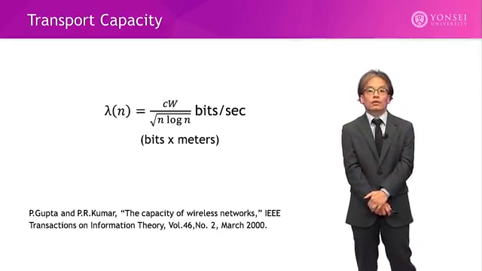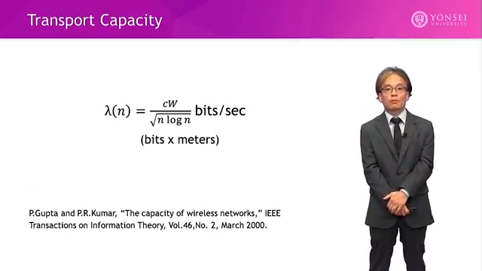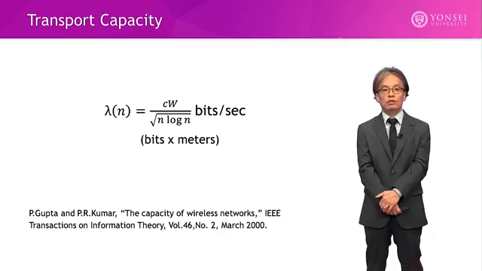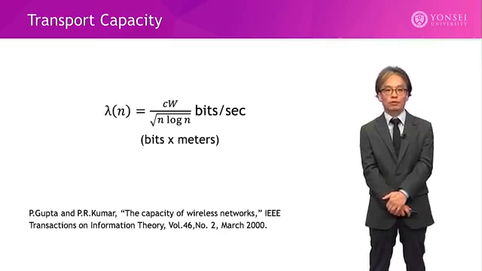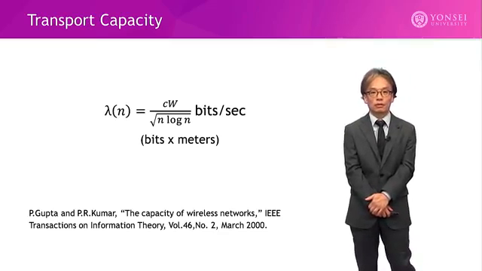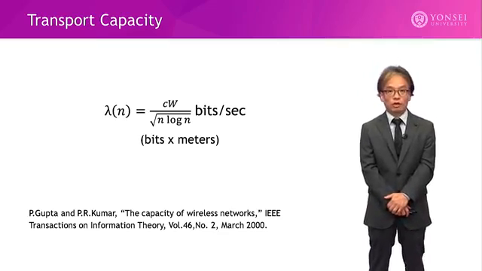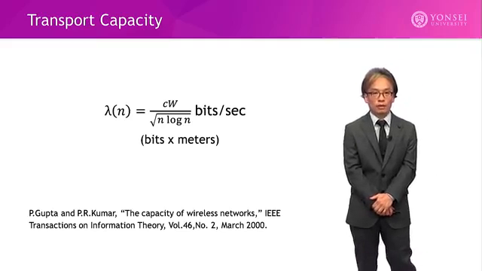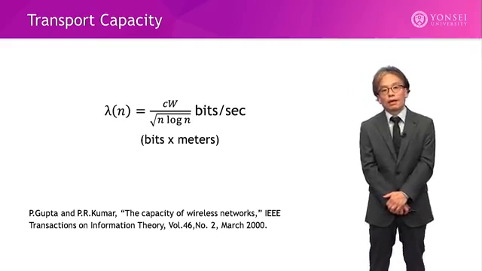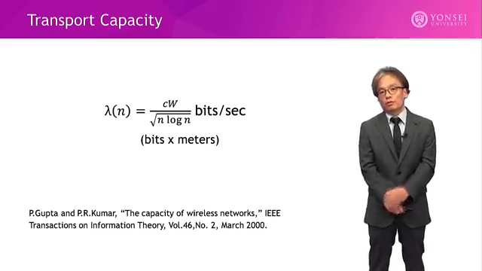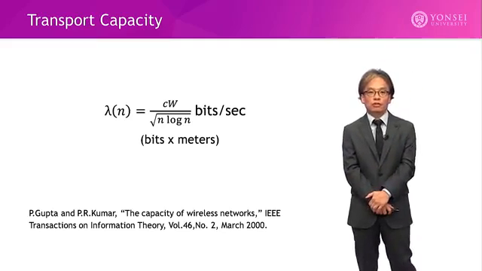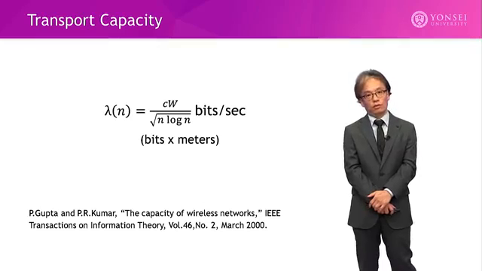So if I go to the next slide, there is a mathematical formula, which was originally published in a paper in the year 2000, in the IEEE Transactions on Information Theory, by Gupta and Kumar. If you look at this formula, it looks complicated. The formula itself is not that difficult to understand.